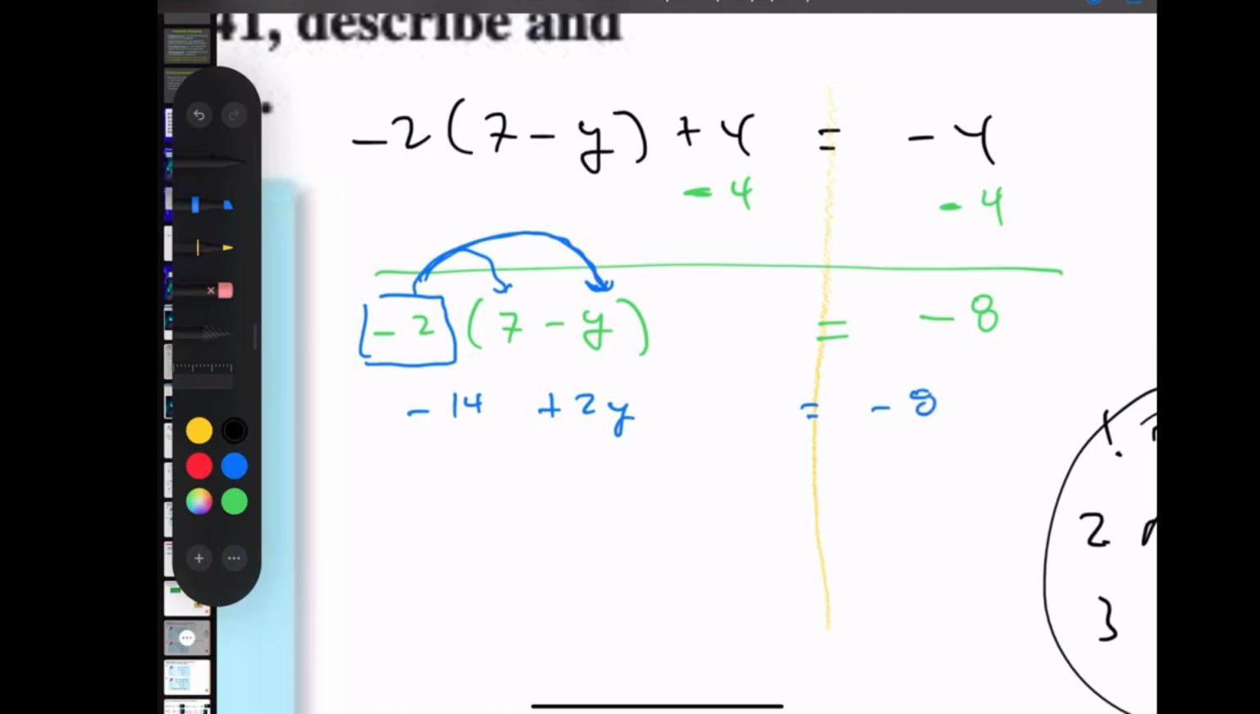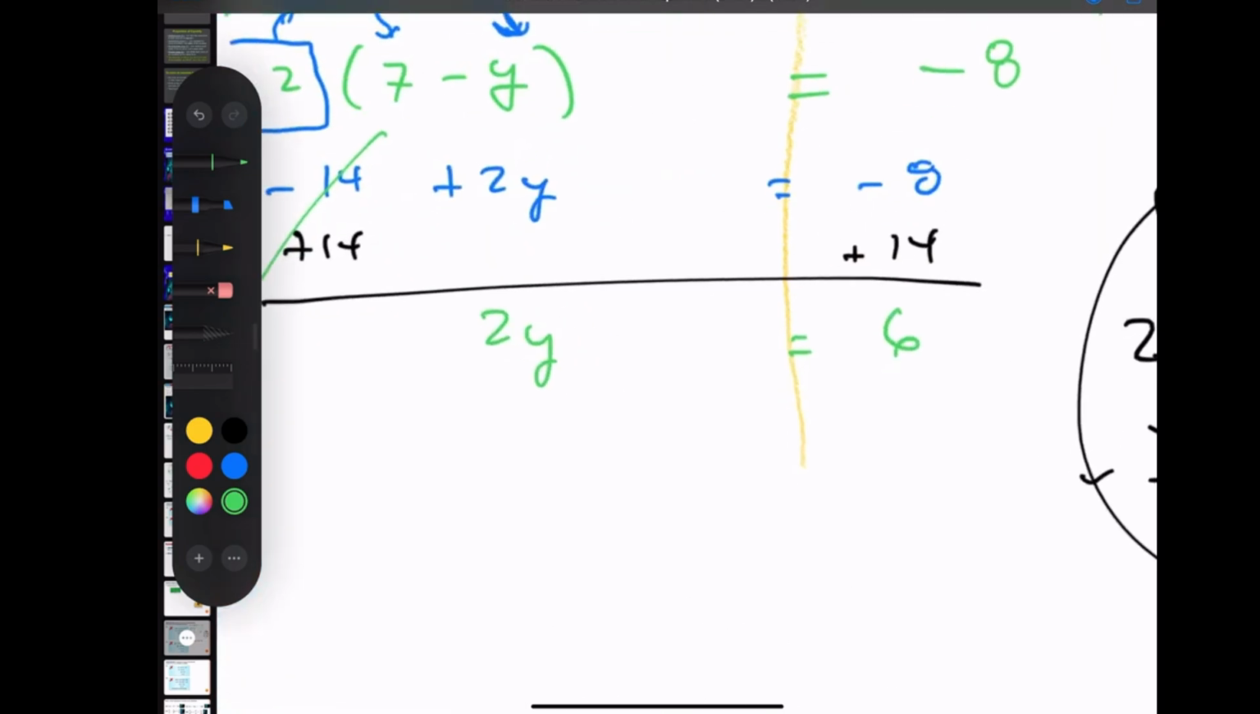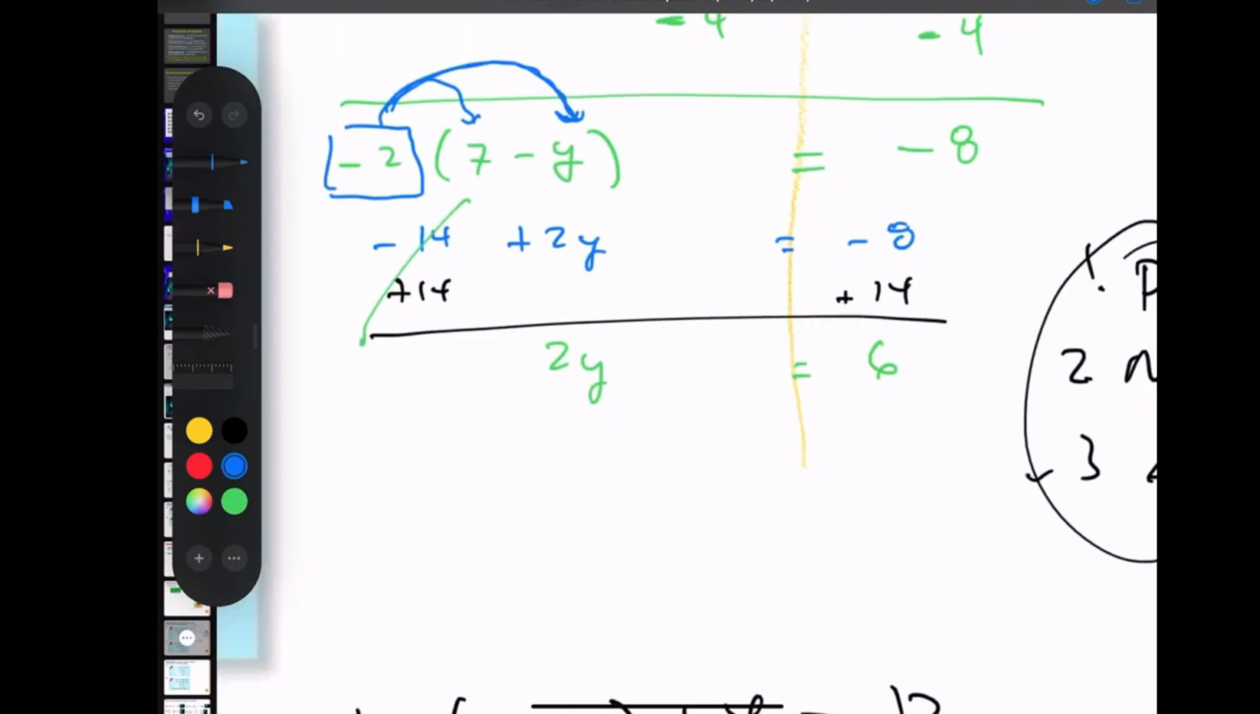And then should we add 14 or divide by 2? Now, remember, you're going back to PEMDAS, right? So add 14. The mistake would have been divide by 2. That equals 0. And you have 2y equals 6, and then divided by 2, y equals 3.